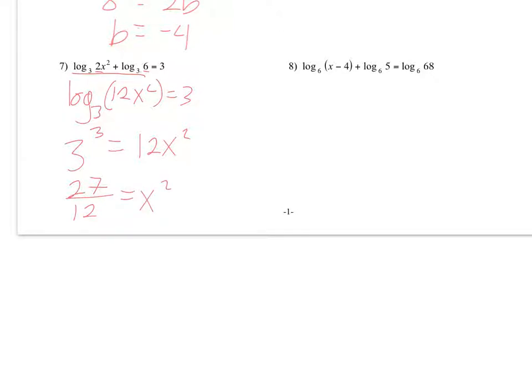That can reduce a little bit. That can end up being 3 over 4 is equal to x squared, and that's going to be plus or minus the square root of 3 over 4, or plus or minus the square root of 3 over 2. If I plug this back in, both of those in the x squared part become positive, so it's okay to have both answers in this case.